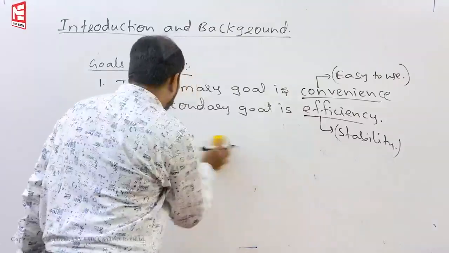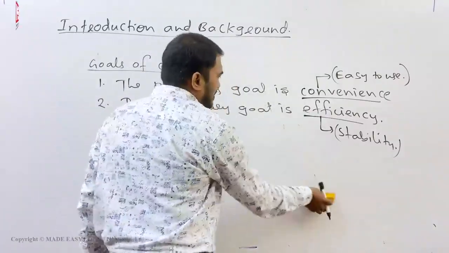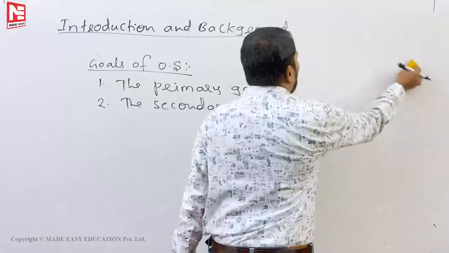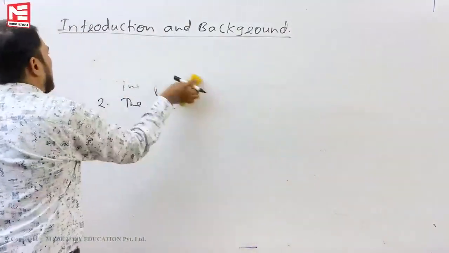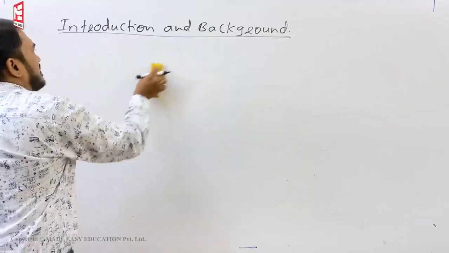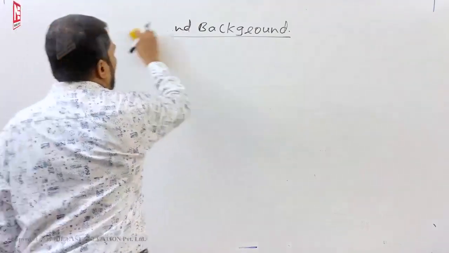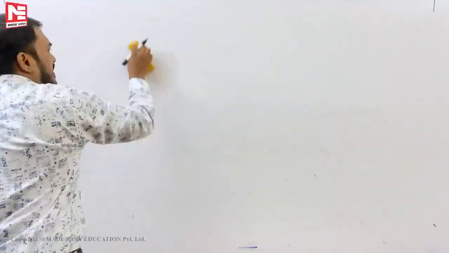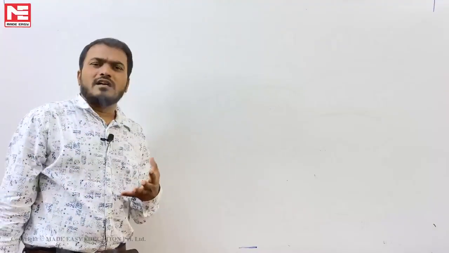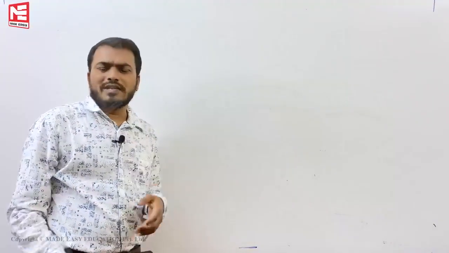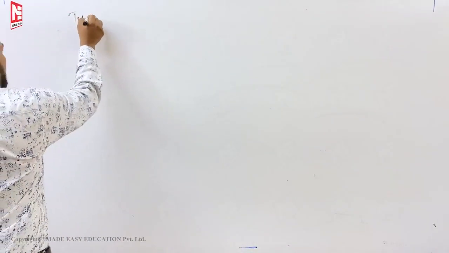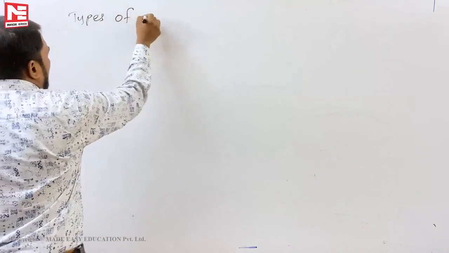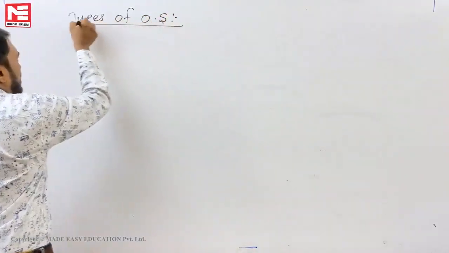So next we will move on to the next one, that is types of operating system. What are the various types of operating systems we have? This is as part of our introduction. So just for easy understanding, I am going through the background story. So let's see the types of operating system. Note down, make notes of this.